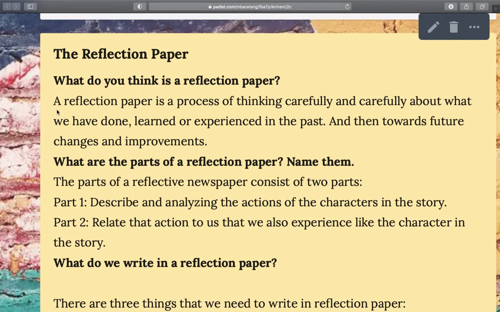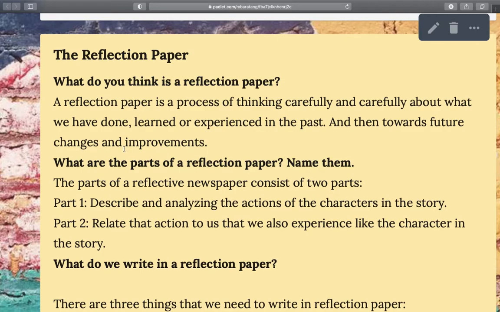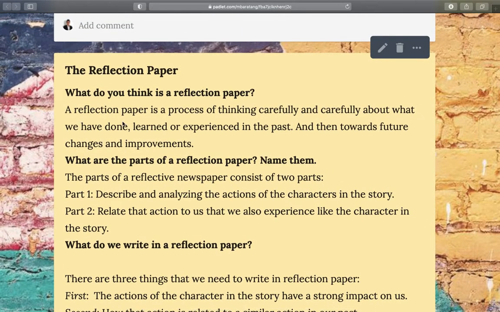I particularly like this definition. I don't know whose this is again because there's no name. A reflection paper is a process of thinking carefully. That's right. So when we say reflect, we are thinking carefully about what we have done, learned, or experienced in the past, and then towards future changes and improvements. I really like it because with this kind of definition, you captured, whoever you are, the real meaning of reflection. It's not shallow thinking, it's deep thinking, it's careful thinking.